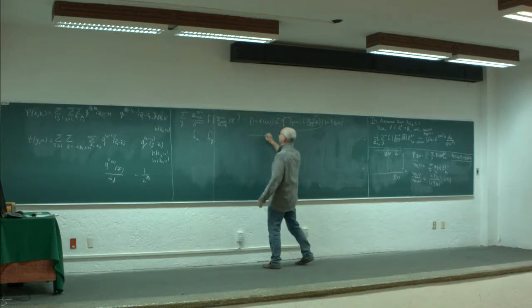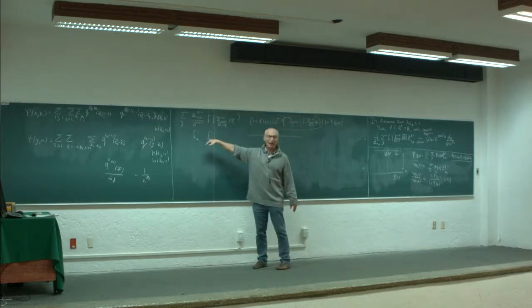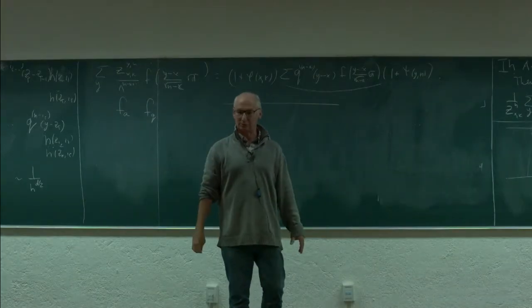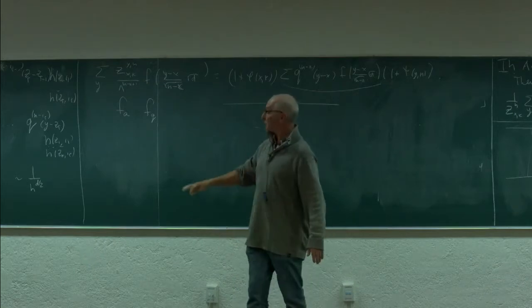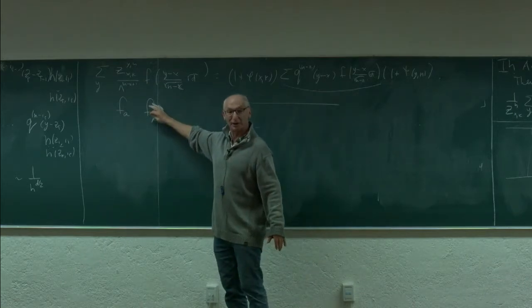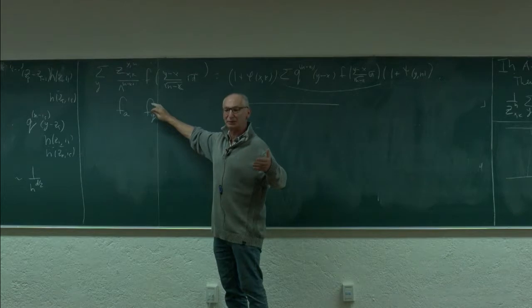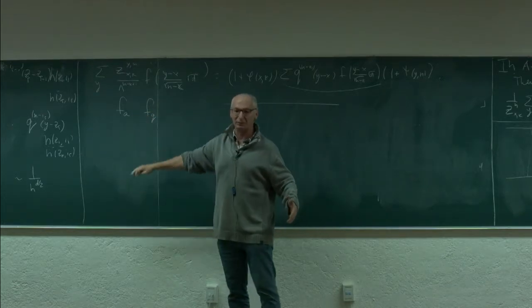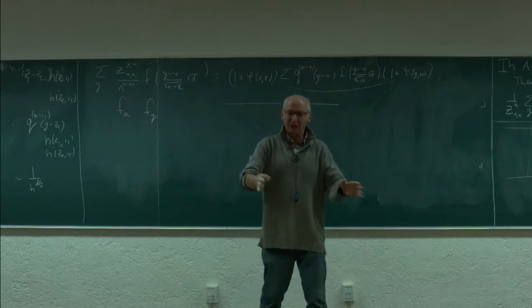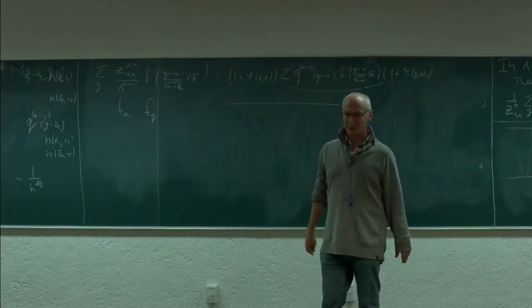So what does annealed mean? It means that you're averaging with respect to environments. Quenched, you're not averaging with respect to environments. It converges to something which does depend on the environment. But here you average with respect to the environment. So you explore different environments, and you average with respect to them.